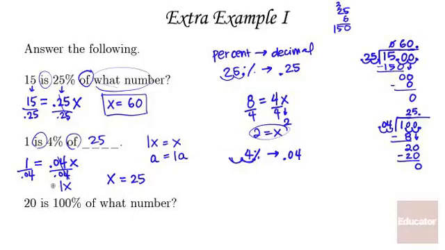And again, 1x is the same thing as x. So what did this become? This became 25. So if 25 is x, then I can just say that x is 25, right? It's the same exact thing.